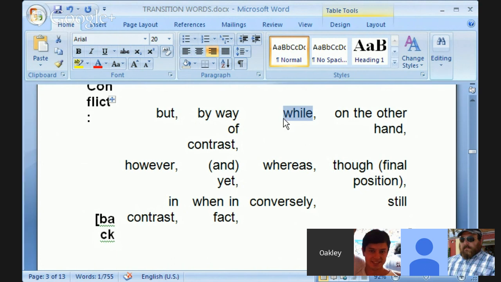But can it also be used not about time? We can use "while": Vegetables are healthy, while cheeseburgers are terrible for your health. That has nothing to do with time. So it can be used as a transition word to just make a contrast, a comparison. A contrast, by the way, is a comparison of difference. You're comparing what's different about two things. So it can be used in either way.